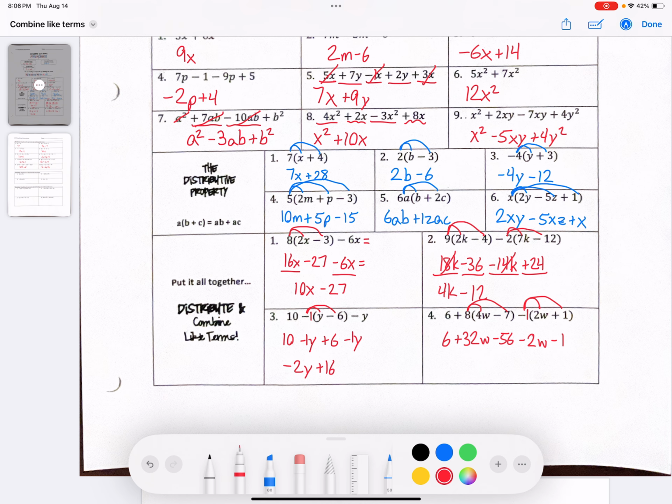So we're going to do 32 minus 2 is 30, w. So those are gone. Then we've got 6 minus 56 minus 1. So 6 minus 56 is negative 50. Minus 1 is negative 51.